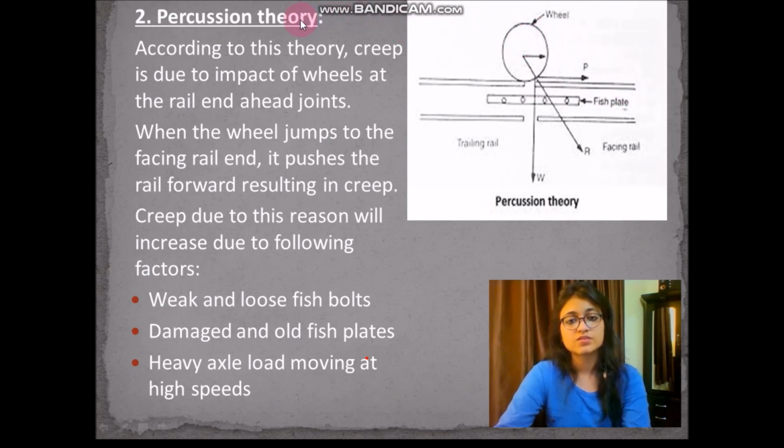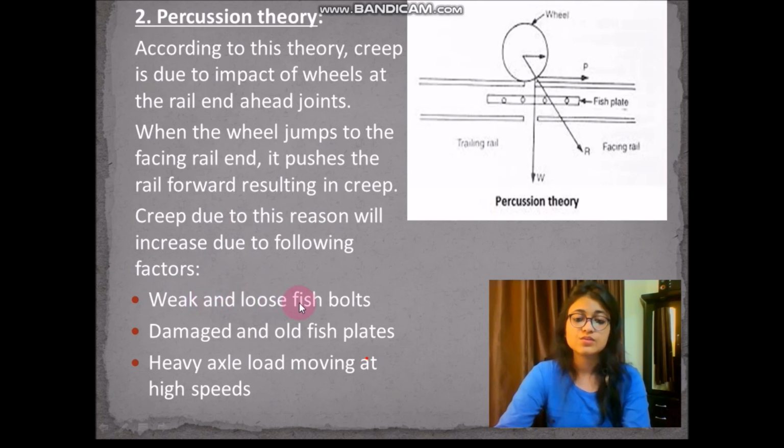According to this theory, percussion theory, when the wheel has to take a jump from one rail to another rail, it causes an impact on the coming rail, and that leads to the forward movement of the rail. When the wheel jumps to the facing rail end, it pushes the rail forward, resulting in creep. तो जब ये is jumping on this rail, it is causing an impact, and this is pushing the rail forward, resulting in creep. Creep due to this reason will increase due to the following factors.